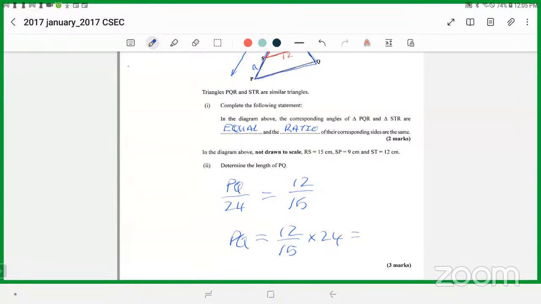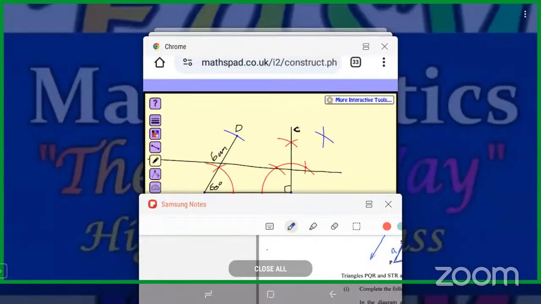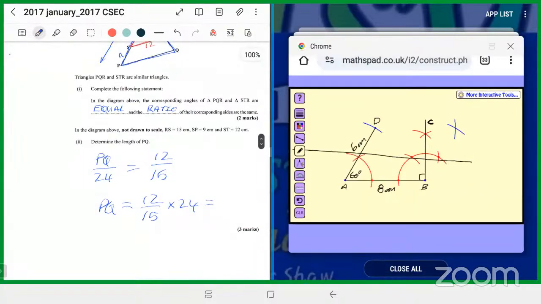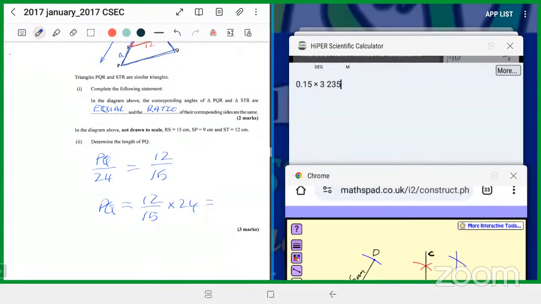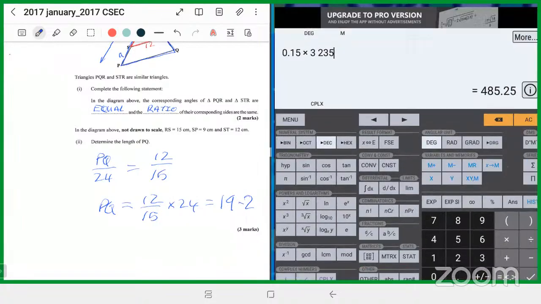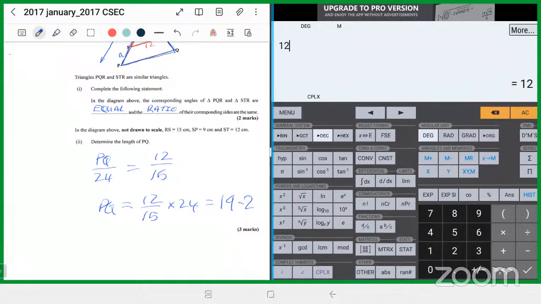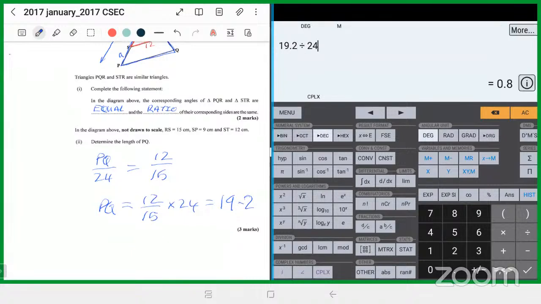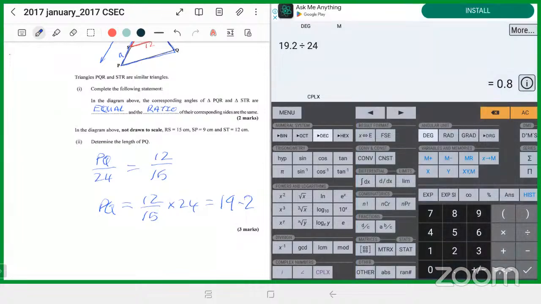What does that work out to? You can simplify it down. 19.2? All right. 19.2. You can just double check it. Because 12 divided by 15 is 0.8, and 19.2 divided by 24 is also 0.8. All right, good, so I know it is correct. The ratio comes to the same thing.